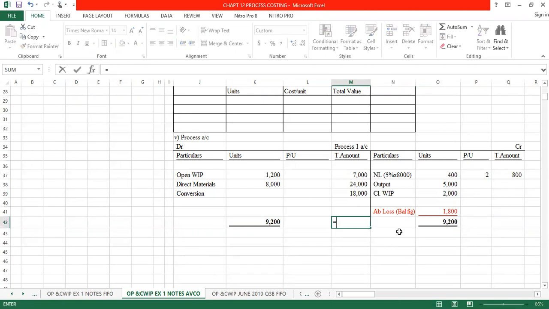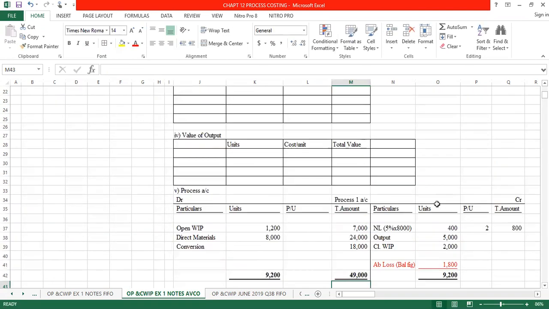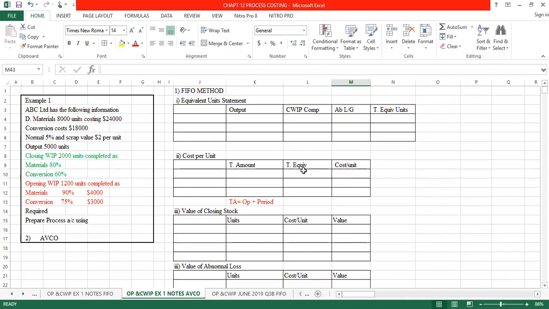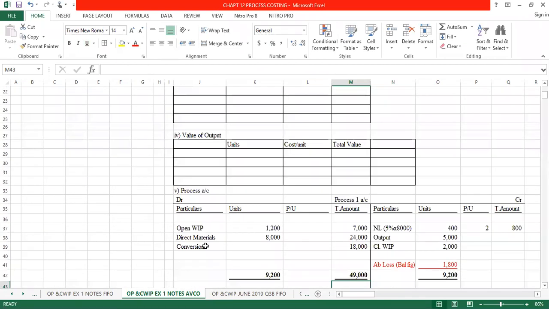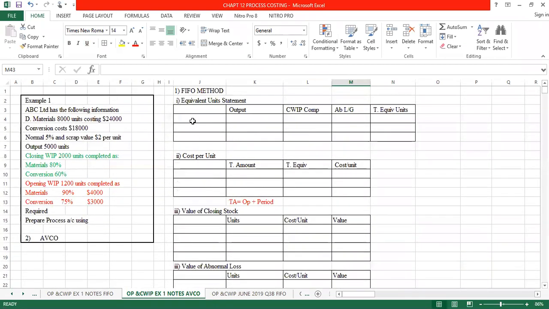So this gives you 7,000 plus 24,000 plus 18,000. What do we get? 49,000. So the rest we must go through the normal process. So there is materials and conversion.